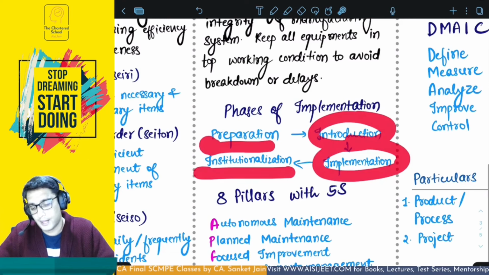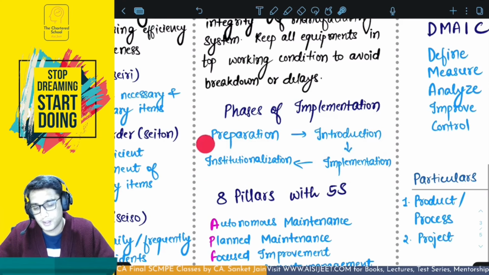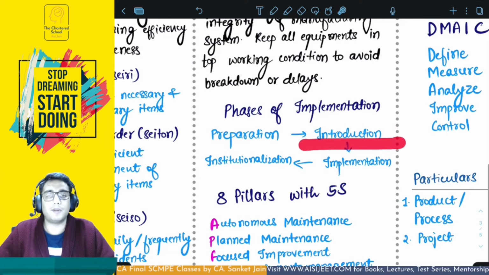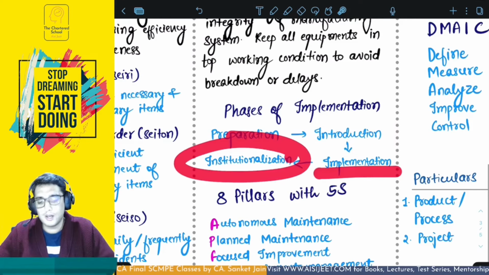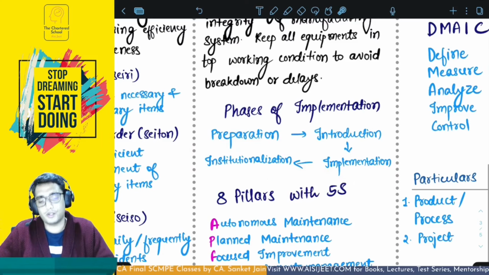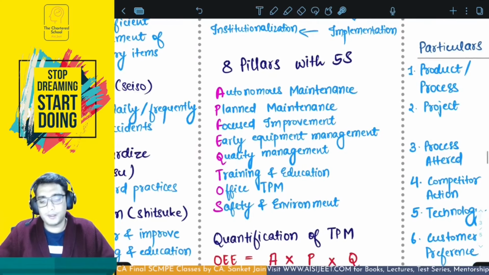Now the phases of implementation are: first you prepare, second you introduce, third you implement, and fourth you institutionalize. This means that you plan first, then you make the people aware that you are going to implement TPM, then you implement it, and then you take the benefit of the results of implementing TPM. Now there are 8 pillars with 5S. What this means is that if you want to implement TPM, the basic necessity is that you need to do 5S as well. So you need to implement 5S and only then can you implement TPM.